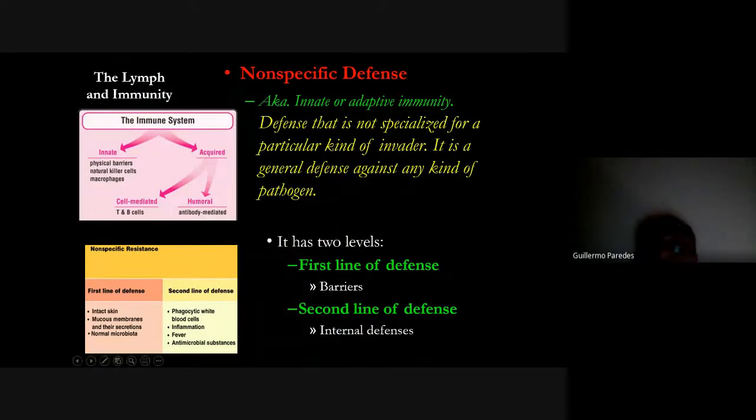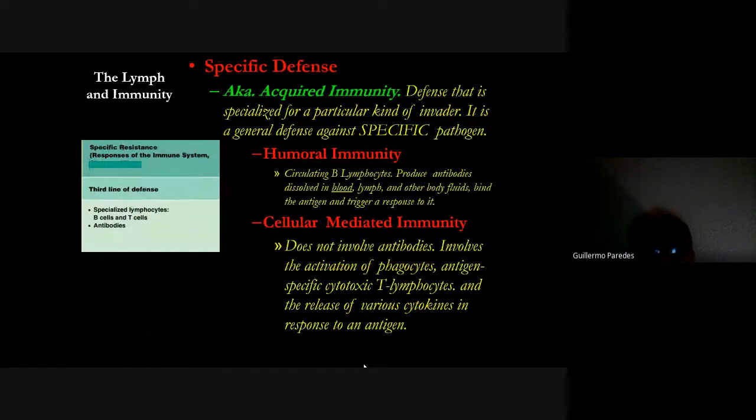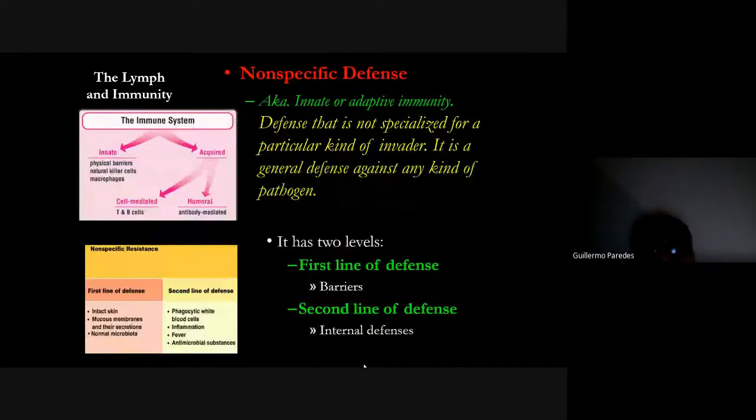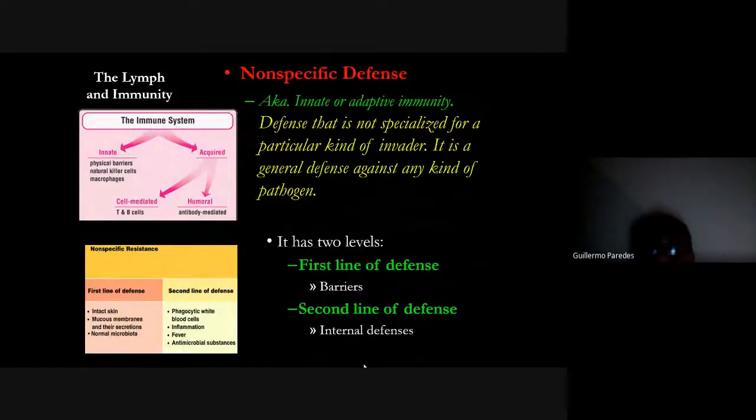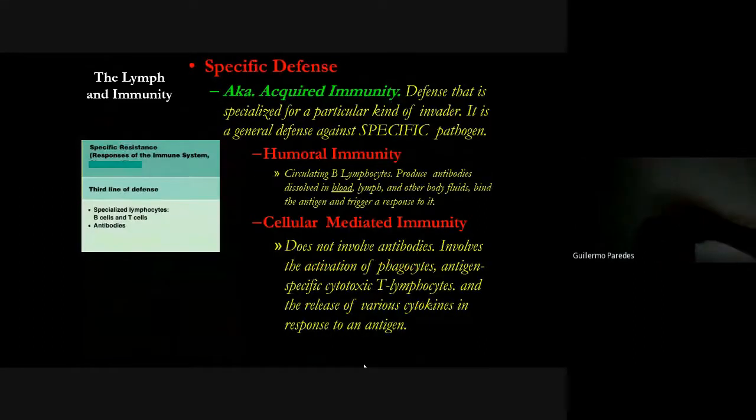Okay, so we are going to go back to it again. Let's start talking about the first line of defense, the barriers, and the second line of defense, the internal defenses. You already know that. That is not new anymore. We already passed the non-specific defense, first line and second line. Now we are talking about the specific defense, that is the third line of defense.